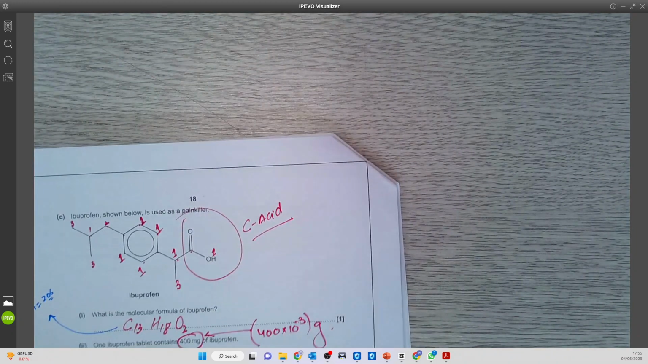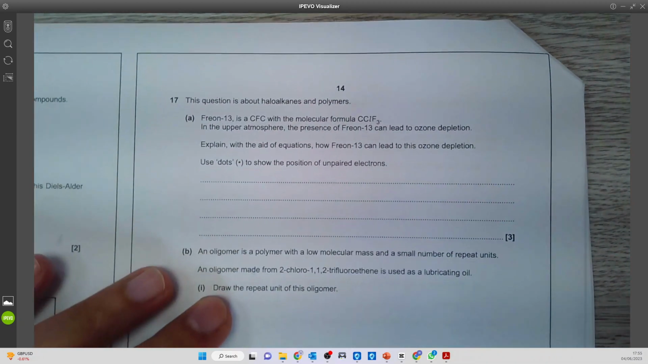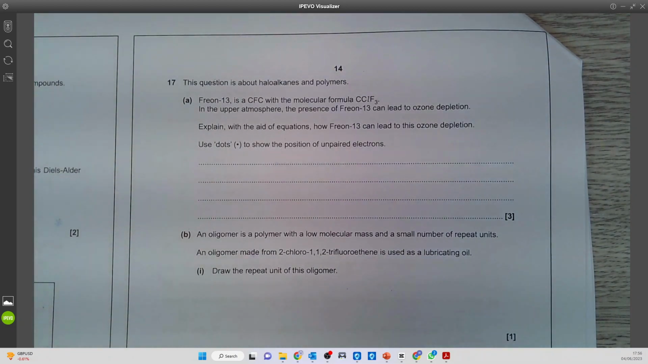Let's quickly look at question number 17. Question number 17 says this question is about haloalkanes and polymers. Freon 13 is a CFC with the molecular formula of CClF3. In the upper atmosphere, the presence of freon 13 can lead to ozone depletion. Explain with the aid of equations how freon 13 can lead to this ozone depletion. Use dots to show the position of unpaired electrons.